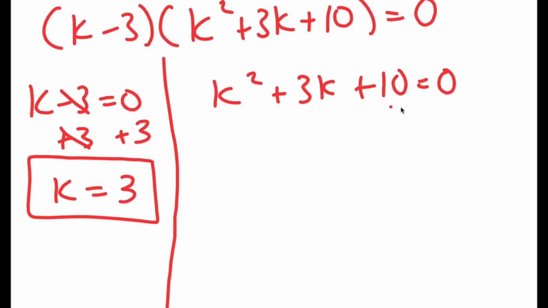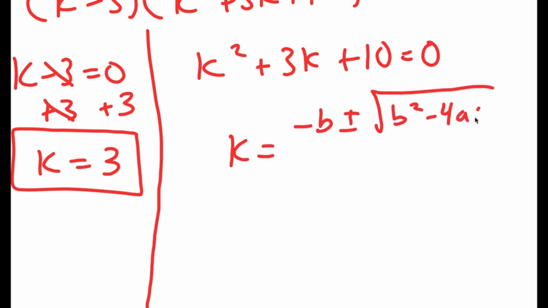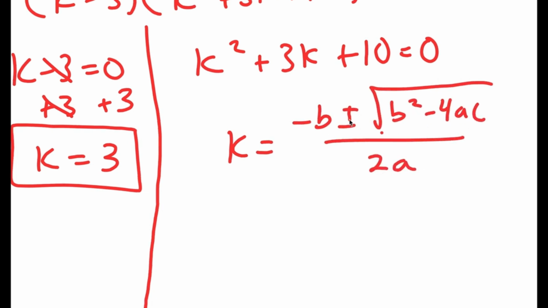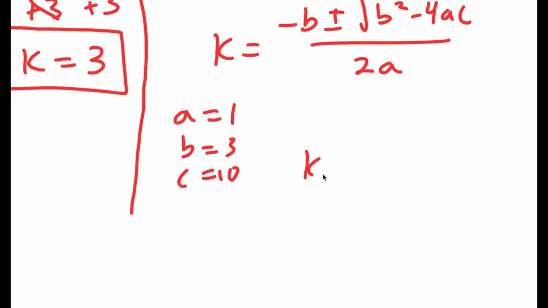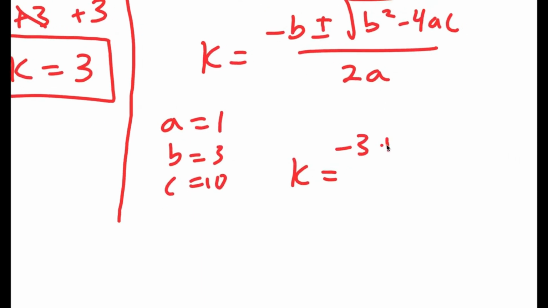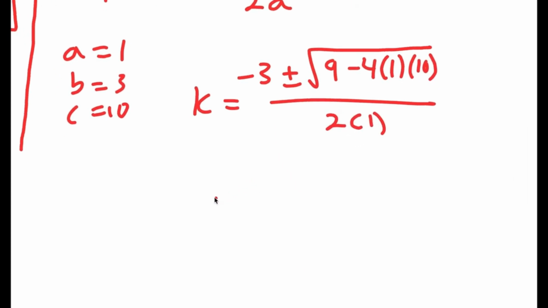And for k squared plus 3k plus 10 equals 0, because this is a quadratic equation, I can use the quadratic formula, which is negative b plus or minus the square root of b squared minus 4ac all over 2a. So in this case, a is 1, b is 3, and c is 10. So I get k equals negative 3 plus or minus the square root of b squared, which is 9, minus 4, times a, which is 1, times c, which is 10, all over 2a, so 2 times 1.